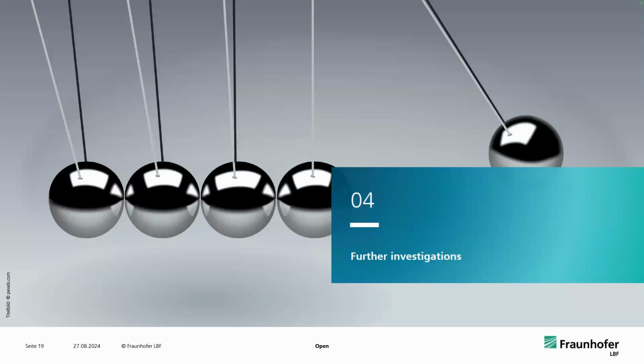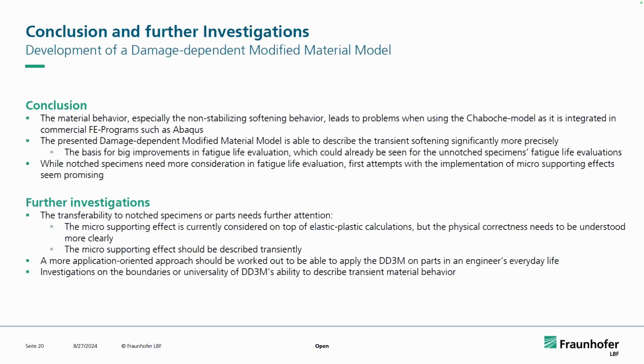Okay, so now the fourth and last point, further investigations and the conclusion. So the conclusion is that for the softening behavior, the DD3M worked very well and is more capable of describing transient material behavior, which will lead to a big improvement in fatigue life estimations. Meanwhile, for the notched specimens, you need to consider a lot more for the fatigue life evaluation. But the first attempts seem promising when implementing the micro-supporting effect.